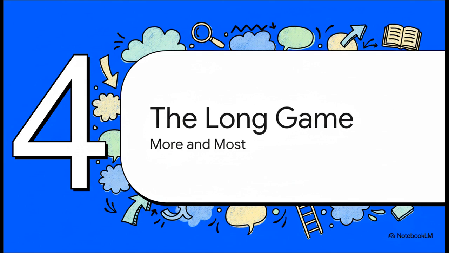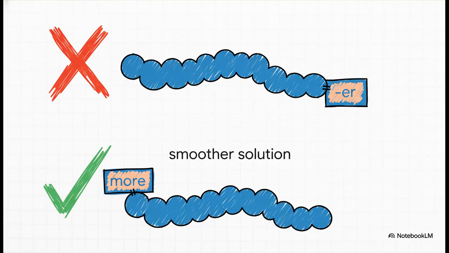So, we've totally mastered the short words. But what happens when adjectives start getting longer? Are we supposed to say interestinger? No way. Of course not. The whole system just kind of shifts gears. Yeah, for longer words, we're talking usually 2 or more syllables, we just stop adding endings altogether. It would just sound clunky and be a real mouthful. Instead, we bring in some helper words, more or most, and we just place them right before the adjective. It's a much smoother solution.